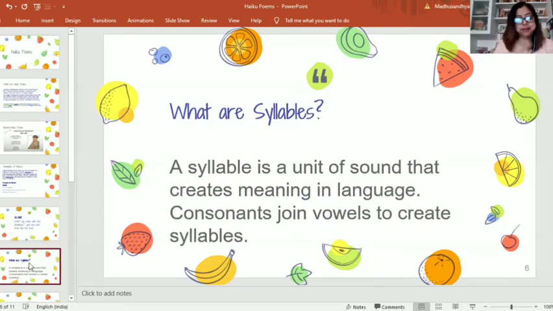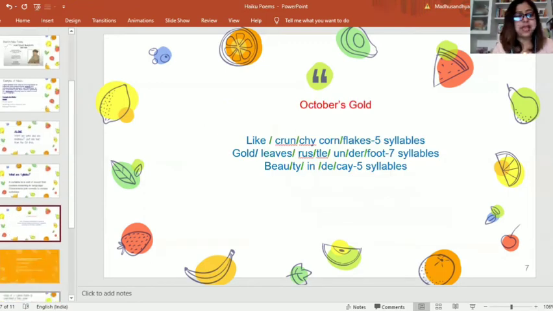Now, before we go ahead, we have to ask ourselves, what are syllables? A syllable is a unit of sound that creates meaning in a language. Consonants join vowels to create these small units. So before we go forward, I'd like to explain one haiku poem by breaking the syllables. Like crunchy cornflakes, gold leaves rustle underfoot, beauty in decay. So let's break this small poem, which is called October's Gold.